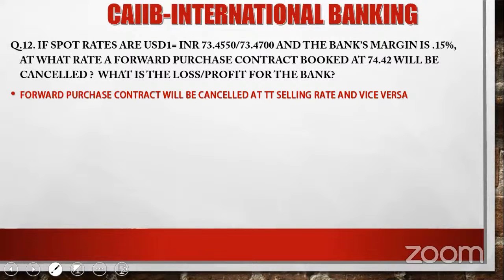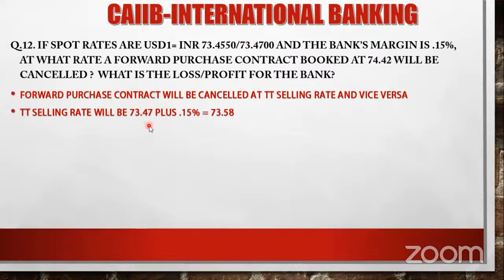Okay. Now it is a purchase contract, so the TT selling rate. TT selling rate means what is the next step? Go to 73.47. Why am I going to 73.47? Selling means you go to this side. 73.47. Plus button you put, all of you put plus button. Plus 0.15. Key in 73.47 plus 0.15, the margin they have given. You will get 73.58. Are you getting or not?